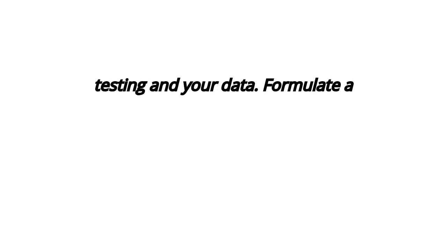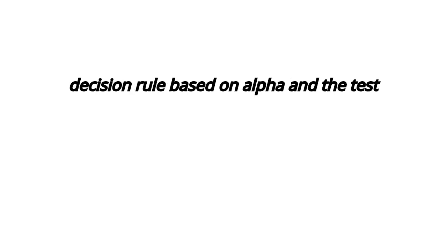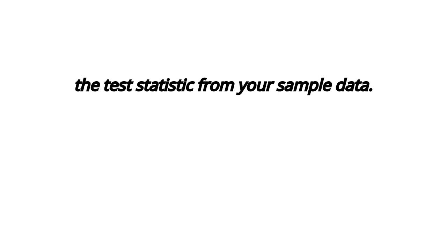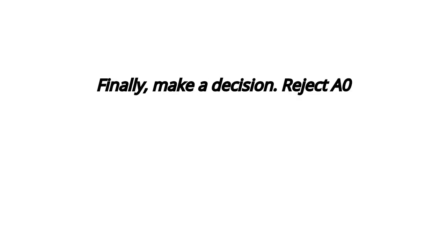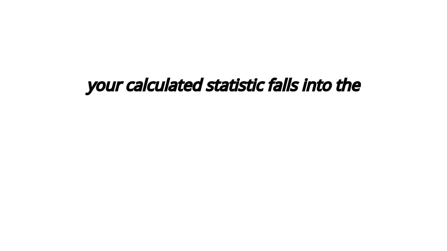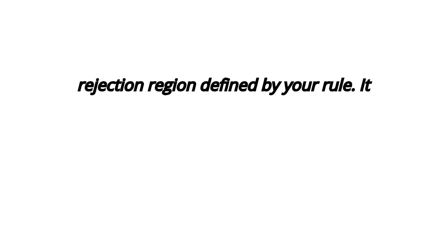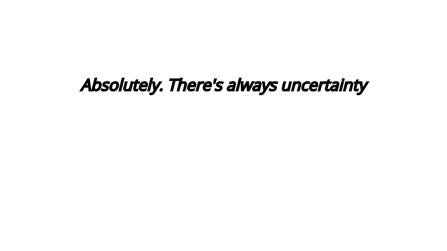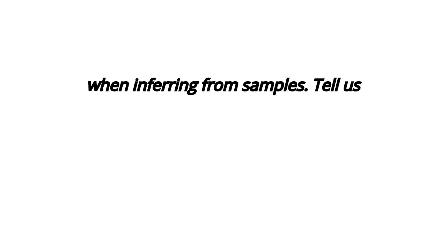Then select an appropriate test statistic, like Z, T, F, chi-square, based on what you're testing and your data. Formulate a decision rule based on alpha and the test statistic's distribution. Then, calculate the test statistic from your sample data. Finally, make a decision. Reject H0 or fail to reject H0 based on whether your calculated statistic falls into the rejection region defined by your rule. It sounds like in making these decisions, we could end up making the wrong call. Absolutely. There's always uncertainty when inferring from samples.